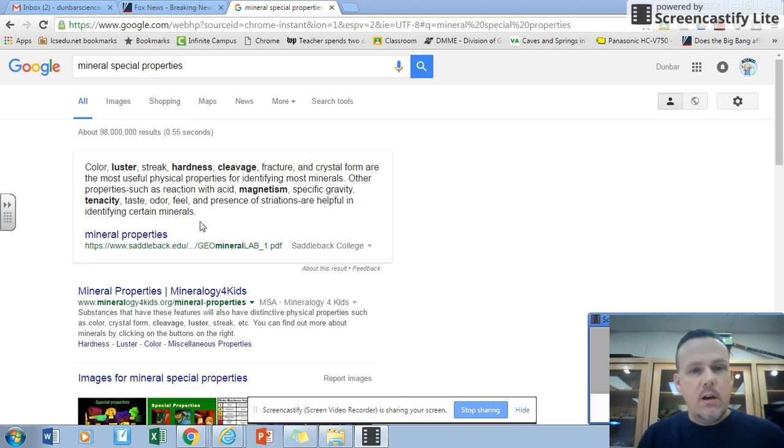And on the screen right here, we can see that we have color, luster, streak, hardness, cleavage, fracture, magnetism, acid test, radioactivity, fluorescence, all kinds of crazy stuff to help us identify what we're looking at, even smell. And that's what I'm going to start off with, because there's one mineral in particular that has a strange smell to it, and that would be sulfur.